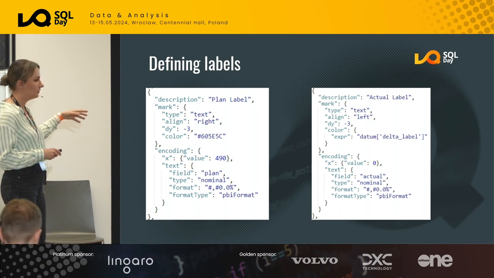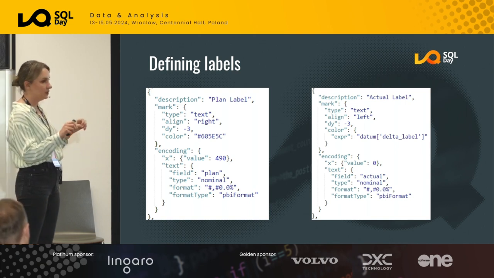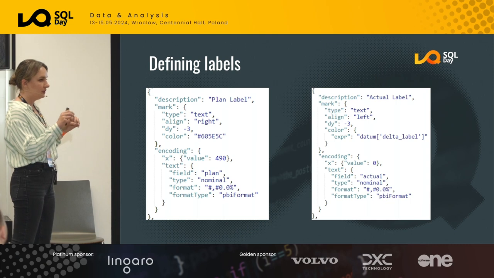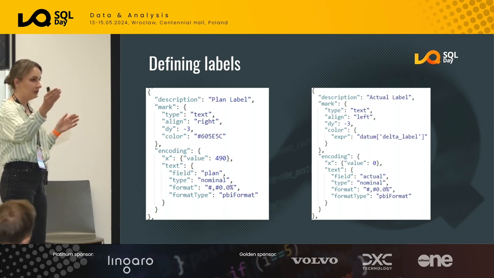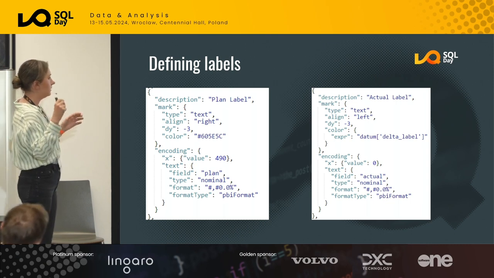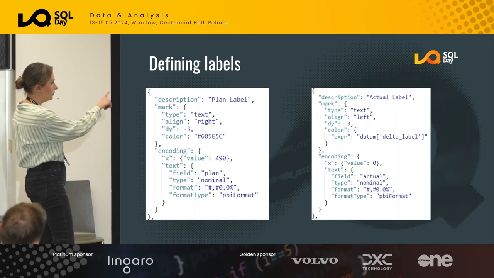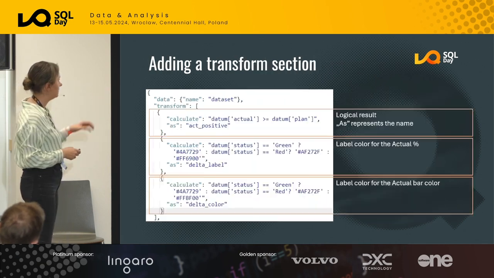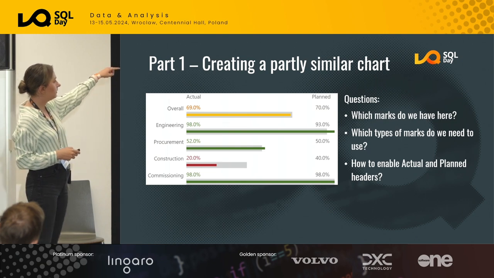I don't use any field to define where my labels will be positioned. If I would use a field, it would always be displayed on the end of the bar. I don't want that to happen. So I put my actual label to 0 so that it's displayed somewhere here.